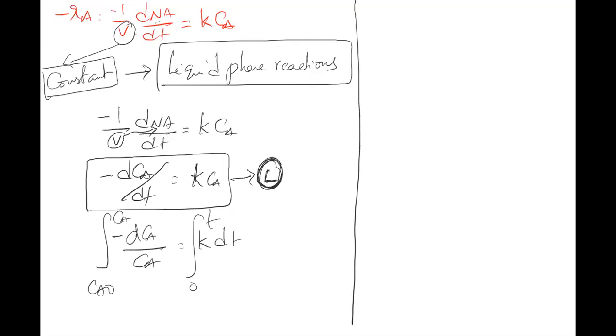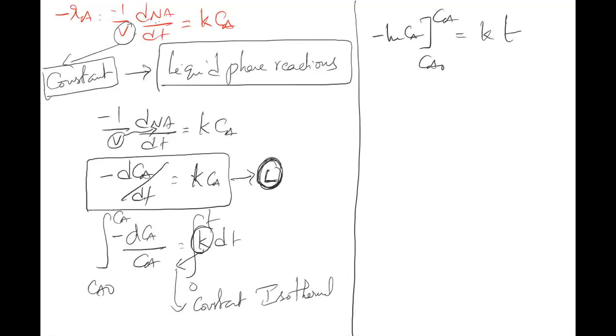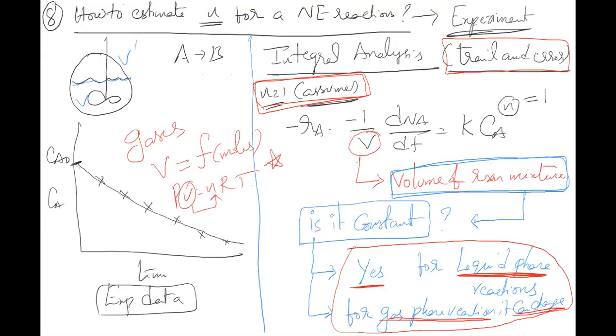Then minus ln CA with the limits of CA naught to CA is equal to k into t. The important thing here is that k is constant, meaning you are taking k out of the integral. Assuming it is constant means you are doing the reaction under isothermal mode. While doing your experiment, your temperature should be constant. If the temperature is varying, then your model is different and your experiment is different. Clear?